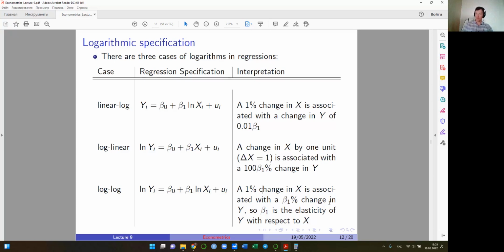So please be careful. I specifically put this table into the slides for you to have a reference for how the interpretation of beta 1 changes if we change the variables from levels to logs. This is important because, as you see, the meaning of beta 1 is very different in all of these three models, and compared to the usual linear model, the interpretation is quite different.